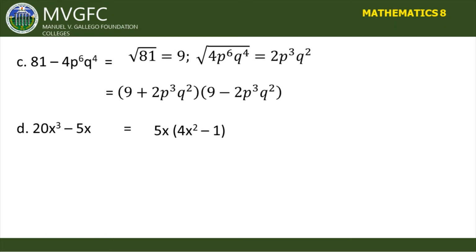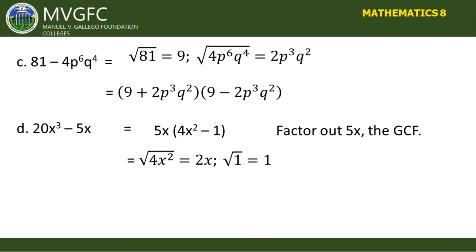So if you want to check this, you can actually know if your answer is correct by simply using the distributive property. So we have 5x multiplied by 4x squared, so our answer is 20x cubed, and 5x multiplied by negative 1, so our answer is negative 5x. So now, as you can see, 4x squared and 1 are both squares.